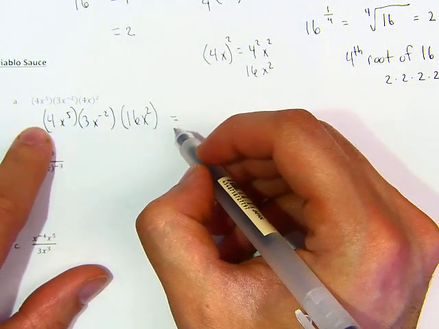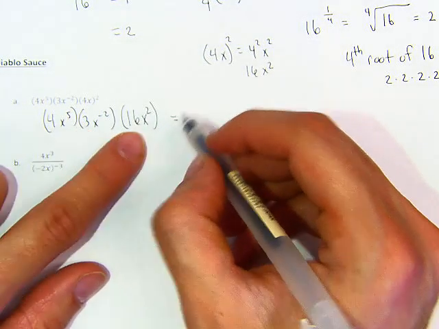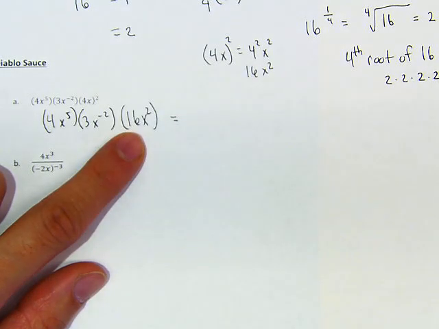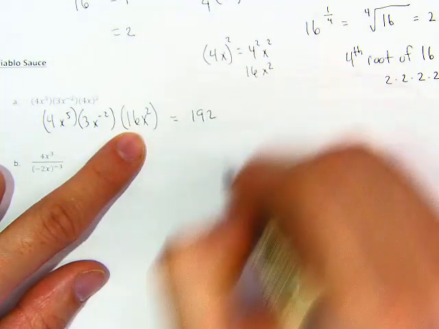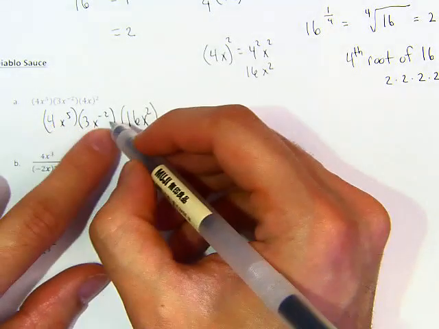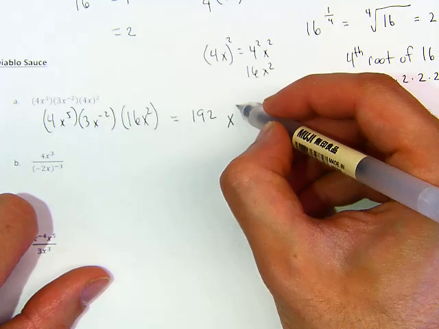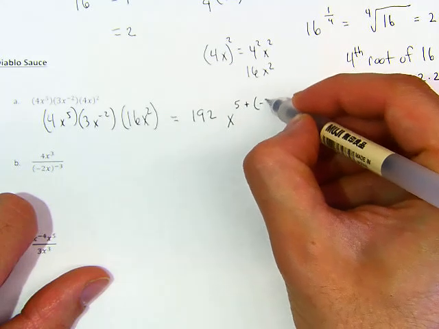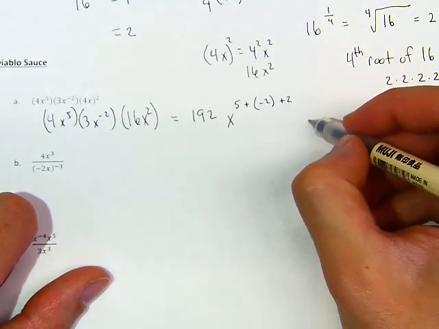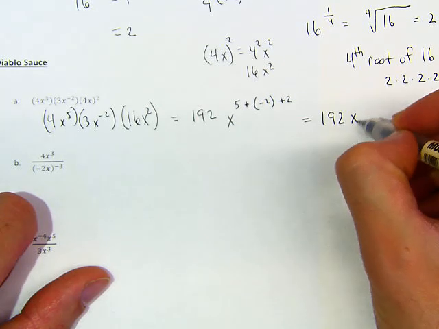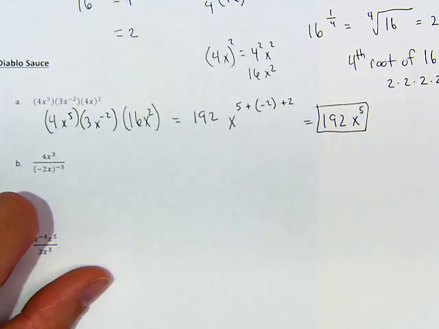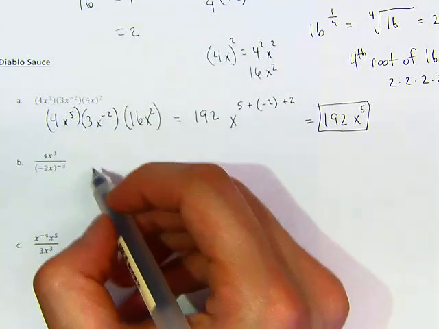So this becomes 4 times 3 is 12, 12 times 16. Let's see, what is 12 times 16? That should be 192. Okay. And now here, what do we do with the exponents? We just add them because we're multiplying. So we're doing x to the 5 plus negative 2 plus 2. So that just becomes 192 x to the 5. Okie dokie. Let's look at the next one.